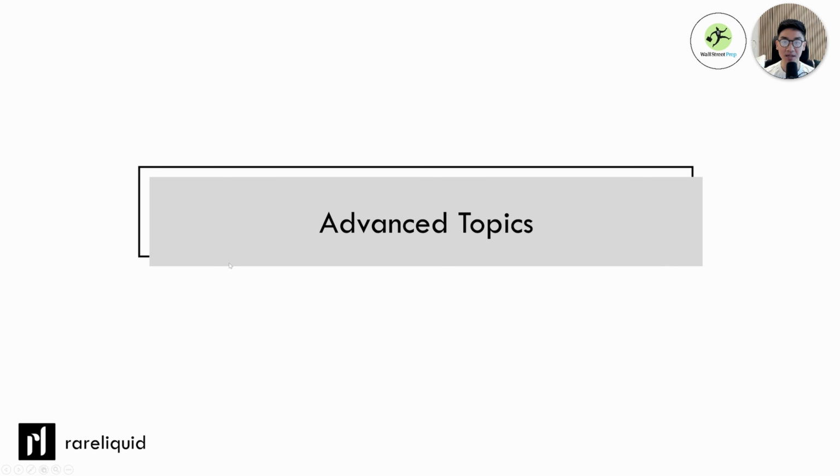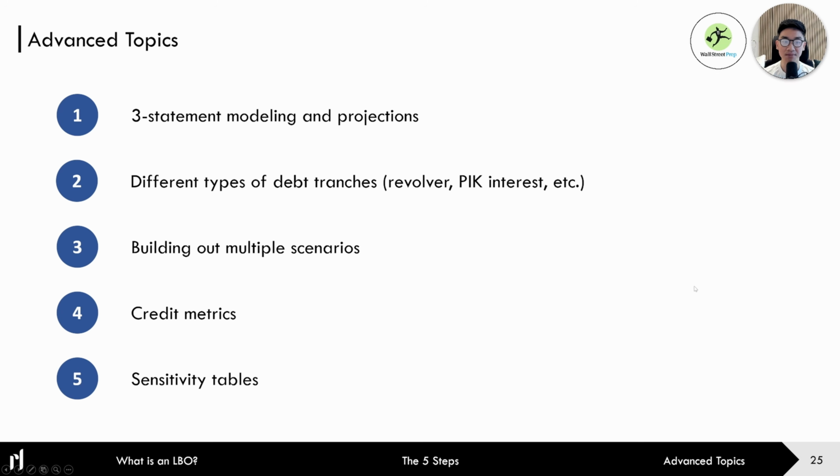Lastly, let's go over some advanced topics that I didn't go over in today's video. This is really brief, but a lot of times you're going to need to model out your 3 statements in order to build out your LBO. You're also going to look at different tranches of debt, which involve things like a revolver, PIK interest. Things can get a little bit complicated, so I didn't include it in this video. A lot of times you'll also build out multiple scenarios for things like your revenue growth, EBITDA margins, and pretty much anything you want to sensitize your assumptions on a bit more. And then there are a lot of credit metrics I didn't go over, and then sensitivity tables, which are important to see. Basically a range of what your IRR would be if your various assumptions change.